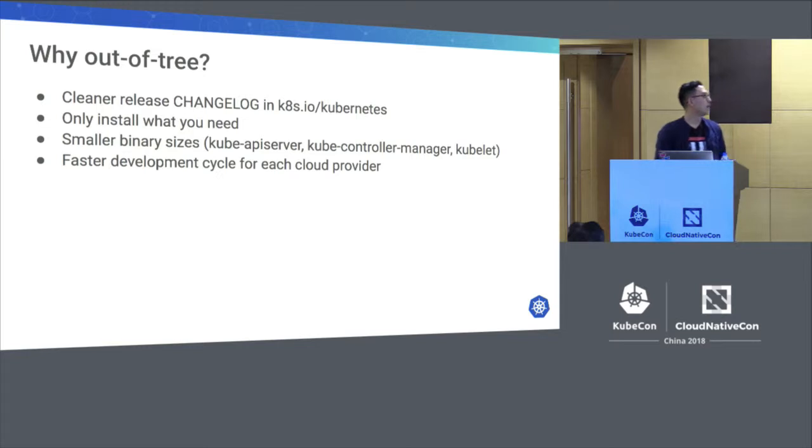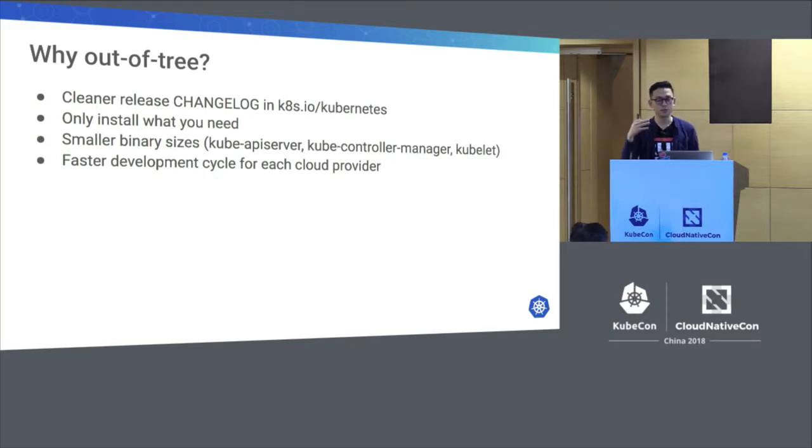And so when we think about why we even want to go out of tree in the first place, these are the main motivations. When we release a version of Kubernetes, we want cleaner releases where the changelog isn't a bunch of bug fixes from a specific provider. Especially if you run a large deployment on cloud provider A, you don't want to have cloud provider B, C, and D in your changelog. So we want to make the Kubernetes core its own thing.